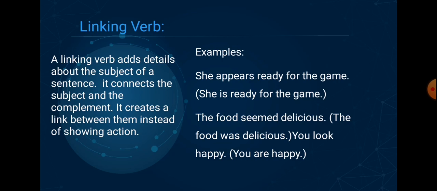The food seemed delicious. The food was delicious. We use was instead of seemed, and the meaning of the sentence hasn't changed. Therefore, we call seemed in this sentence a linking verb. You look happy. You are happy. Again, we use are instead of look, and the meaning of the sentence doesn't change. Therefore, it is called a linking verb, especially in this sentence.